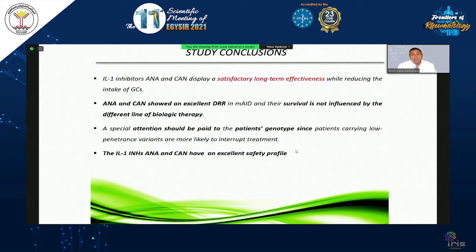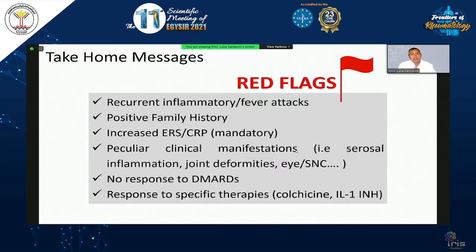Regarding our study conclusions, we observed that anakinra and canakinumab displayed a satisfactory drug retention rate while reducing the glucocorticoid intake. Anakinra and canakinumab had an excellent drug retention rate in these kinds of diseases, and their survival is not influenced by the different line of biologic therapy. These agents also display an excellent safety profile.